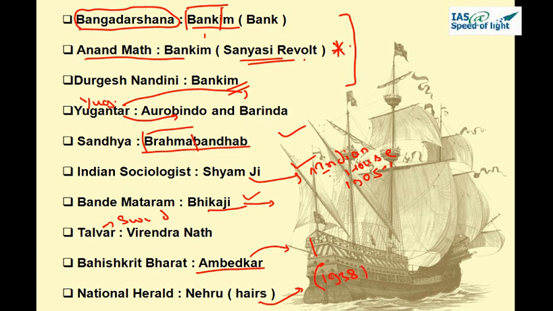These days, National Herald is in the news because of some summons which were issued by the court to Rahul Gandhi and Sonia Gandhi when they gave the loan to this particular newspaper, National Herald. It was started by Jawaharlal Nehru. From Herald, we get Hers, so we can link Nehru with Hers.